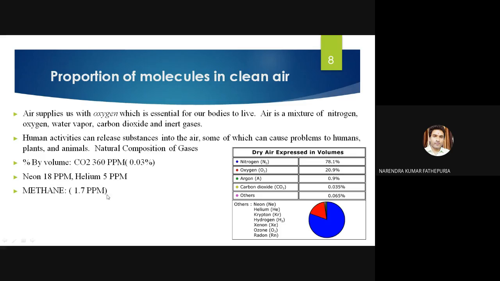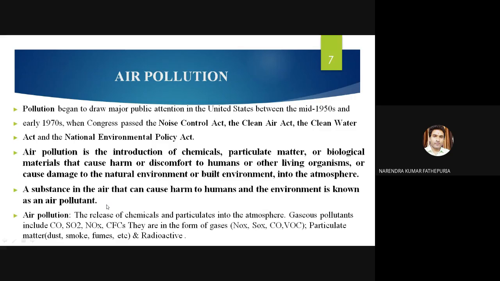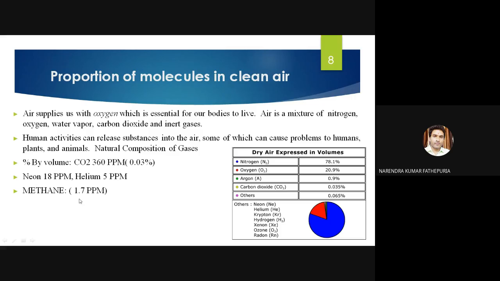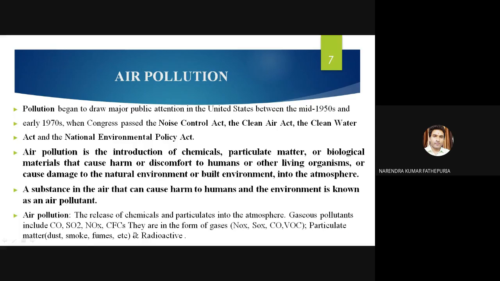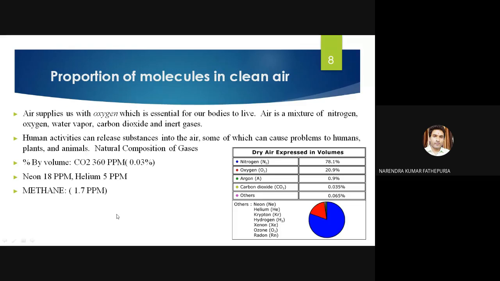Now, once these types of pollutants are released, they mix with the atmosphere and react with these gases. Through various chemical and biochemical reactions, they form secondary pollutants. So human activities can release substances into the air, some of which can cause problems for humans, plants, and animals. So there is an impact on humans, on plants, as well as on animals.